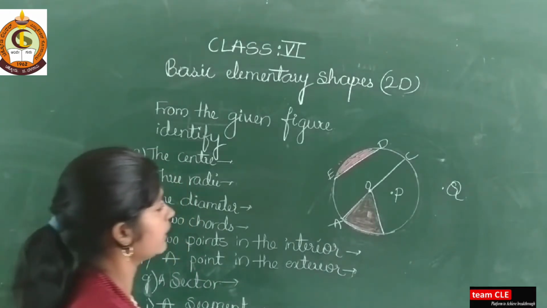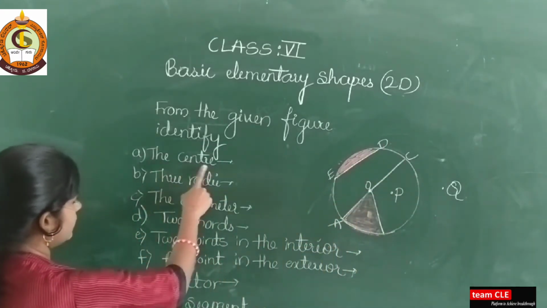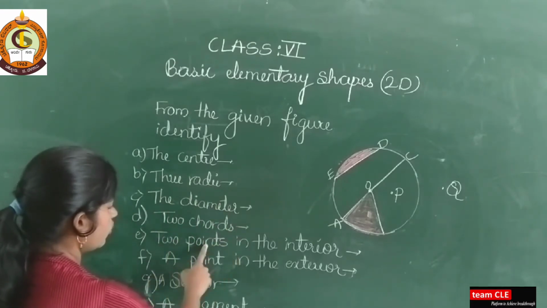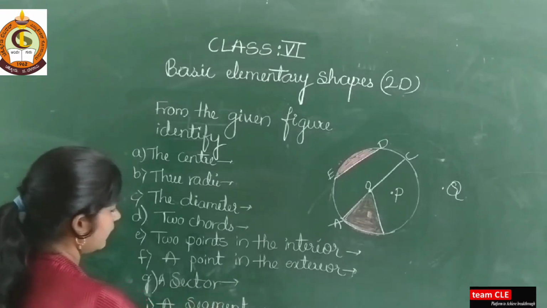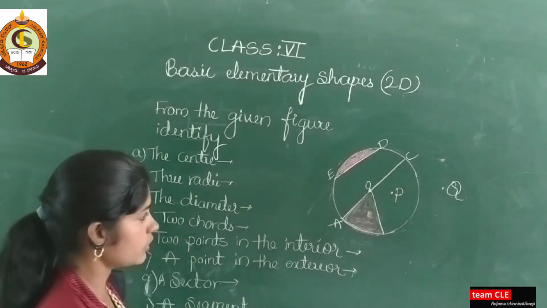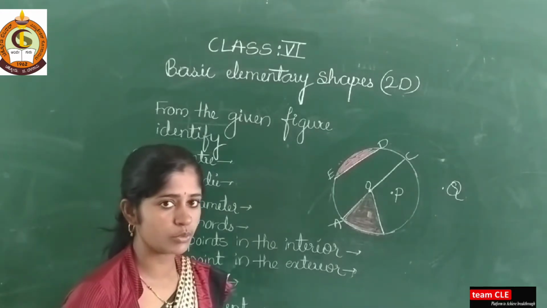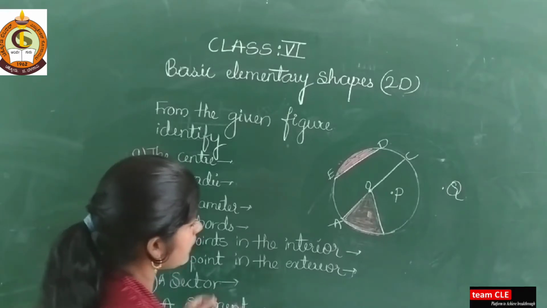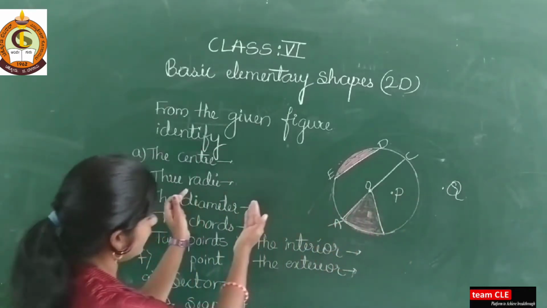From the given figure, identify the center, 3 radii, the diameter, 2 chords, 2 points in the interior, a point in the exterior, a sector and a segment. Okay, so let us start how to solve this example. Here there is no need to worry, no addition, no subtraction, nothing. All answers are there on the board. Just identify and write here.